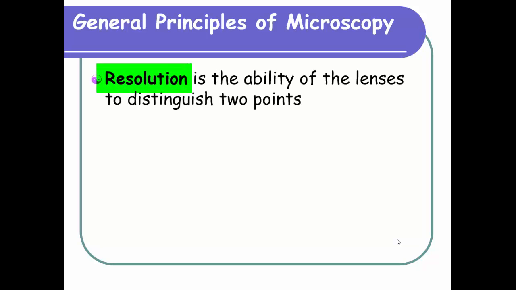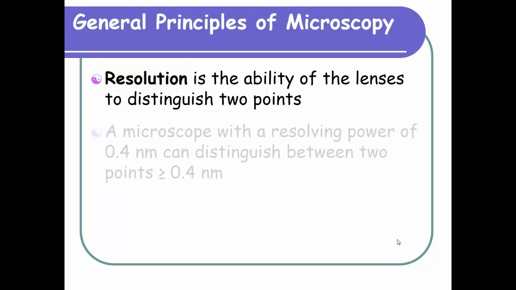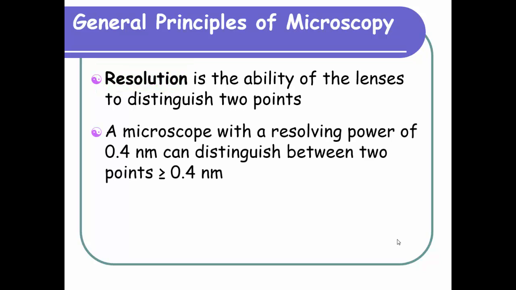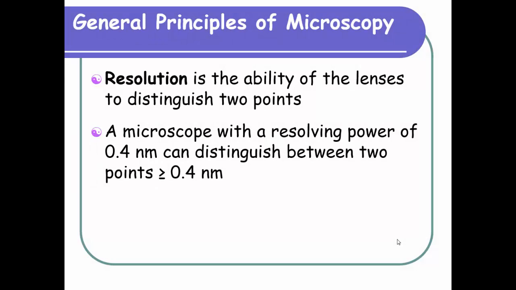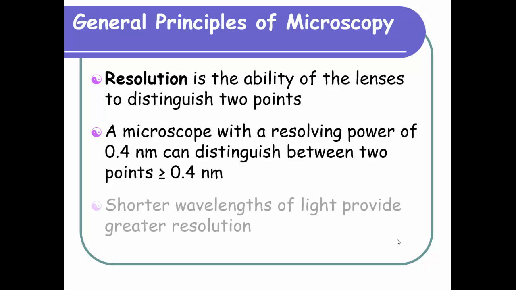Resolution is the ability of lenses to distinguish between two closely associated points. A microscope with resolving power of 0.4 nanometers, therefore, can distinguish between 2 points that are equal to or greater than 0.4 nanometers in distance from each other, which is a very high resolution. Shorter wavelengths of light provide greater resolution.